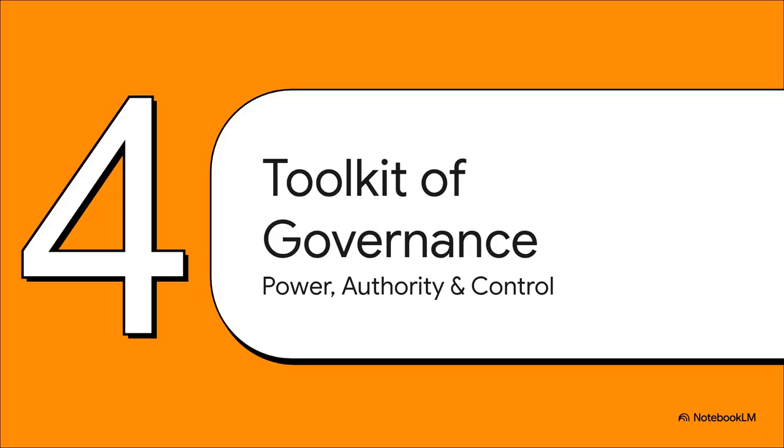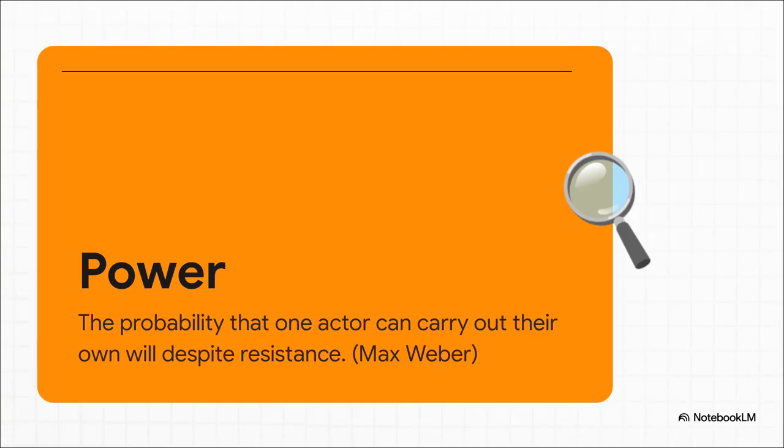Okay, so we've walked through the different kinds of political systems: bands, tribes, chiefdoms, states. But what are the basic ingredients? What are the fundamental tools that make any of them work? Well, that brings us to what you could call the toolkit of governance. And the first tool in that kit, the most basic one, is power.